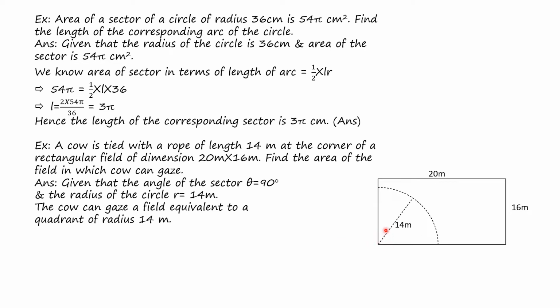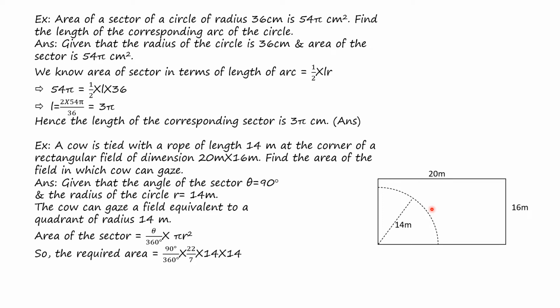So the cow can graze the area which is equivalent to a quadrant of a circle of radius 14 meter. So area of the sector is theta by 360 degree into pi r square, which is nothing but 90 degree by 360 degree into 22 by 7 into 14 into 14, which is nothing but 154 meter square. That means the cow can graze a field of 154 meter square, is the answer.